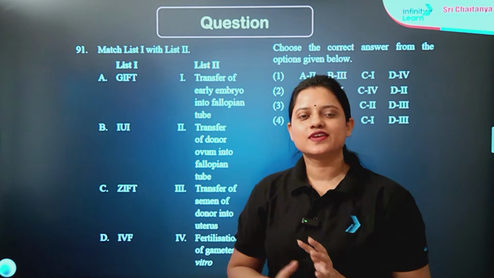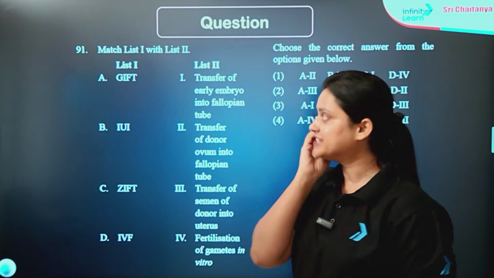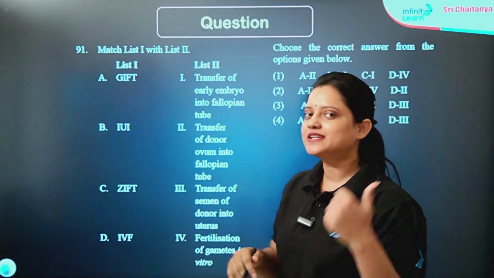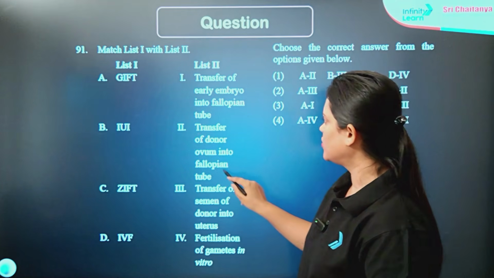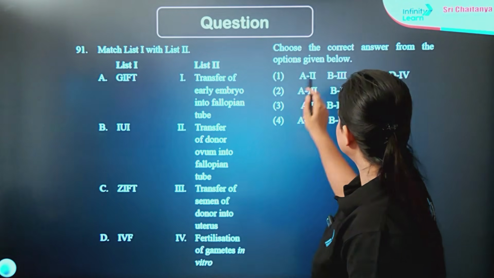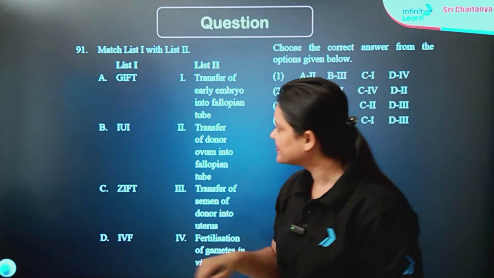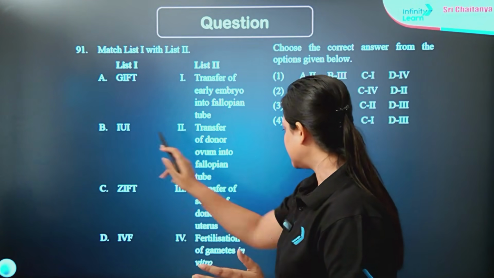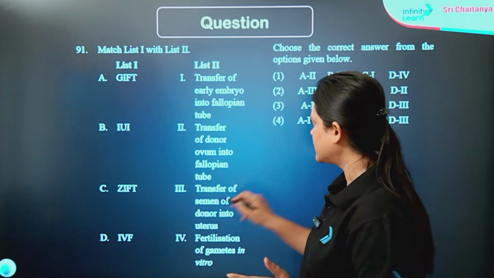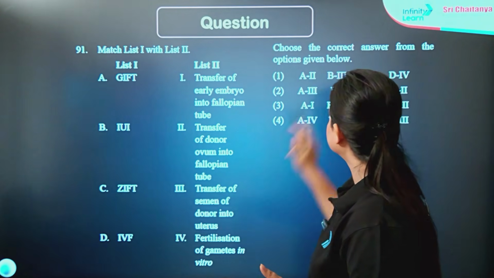Next, a very interesting question from the reproductive health chapter. GIFT, gamete intrafallopian transfer. So it is transfer of donor ovum into the fallopian tube. A is matched with 2. So again we have solved the question, but IUI, intrauterine insemination. So here that is transfer of semen of the donor into the uterus. So B is matched with 3.